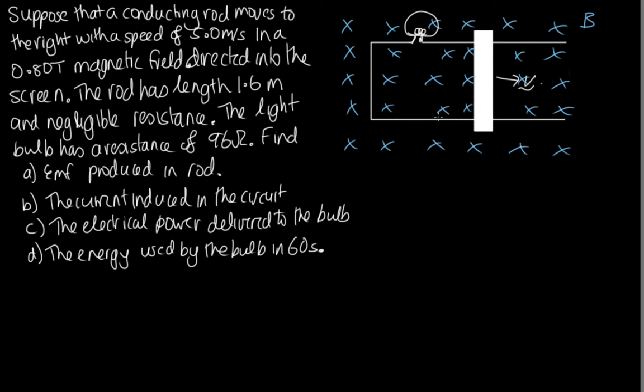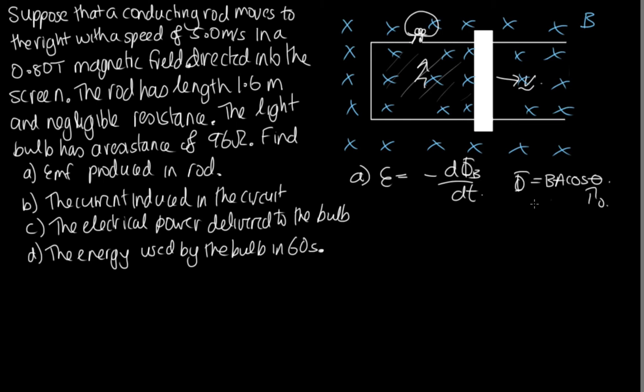Okay, so to answer part A, we're going to need to use Faraday's law. We know that the EMF induced is equal to minus the change in the magnetic flux with time. Now, the magnetic flux is equal to BA cos theta. In this case, the plane of this cross-sectional area of the loop is perpendicular to B. So theta is equal to zero, and so the flux is equal to BA. And the area is equal to the length, which we're told is 1.6 meters, times this distance, x. So this is equal to B times the length times x.